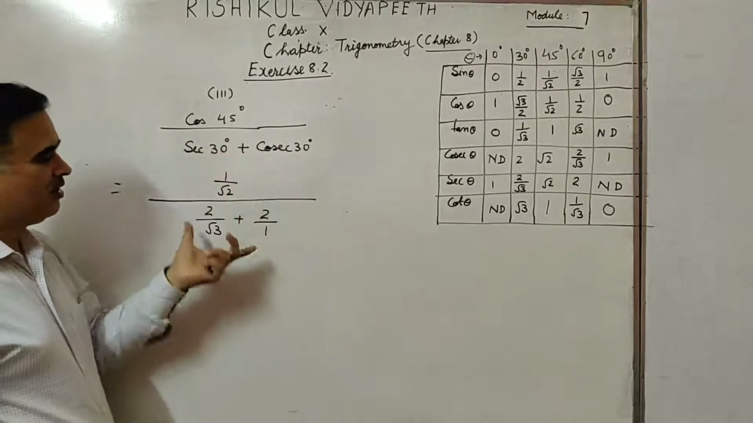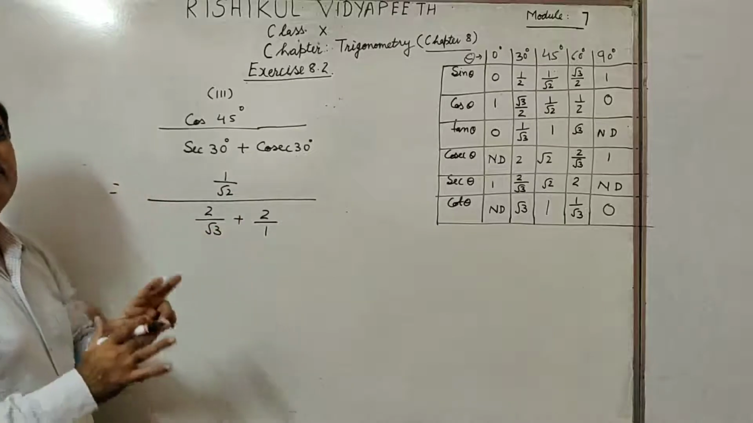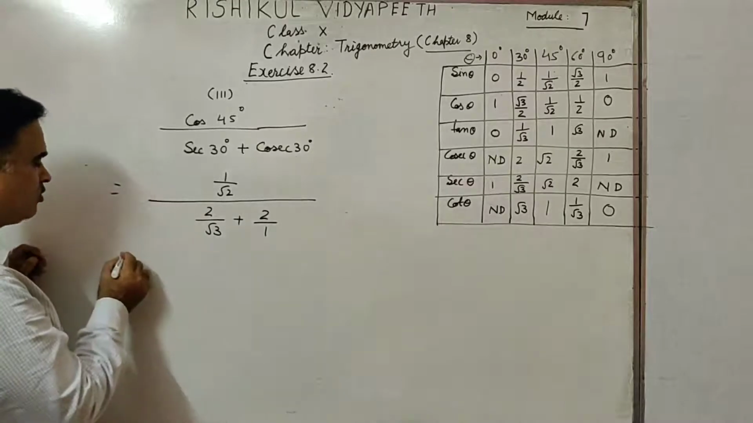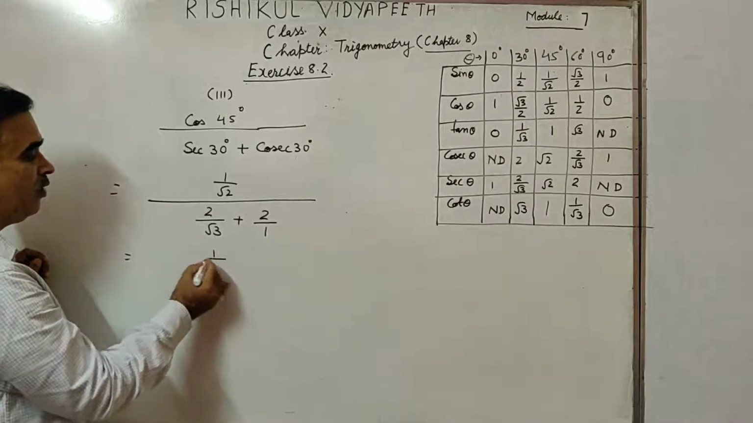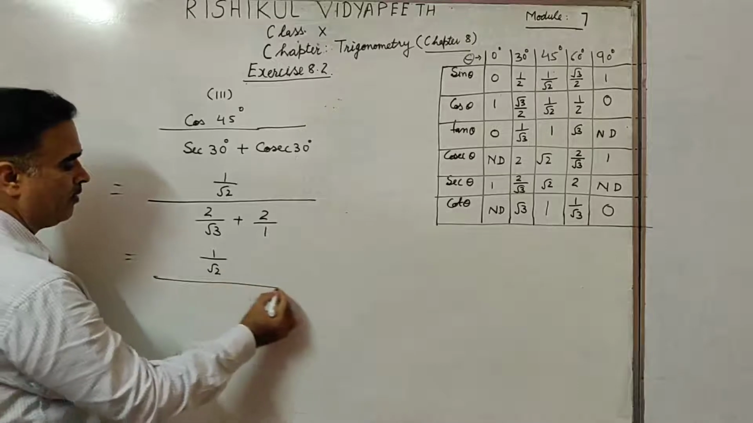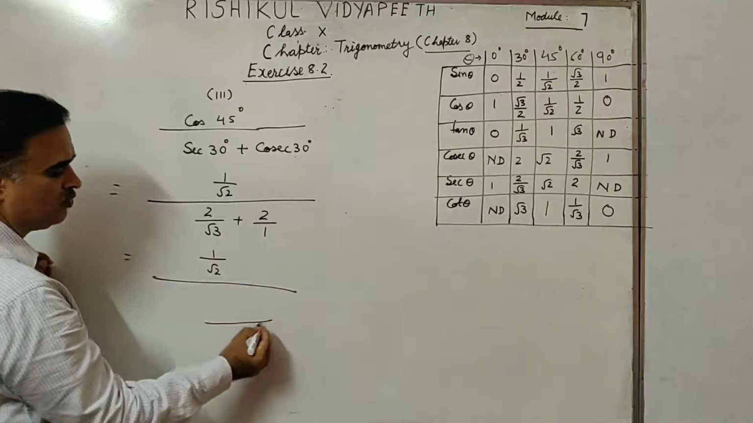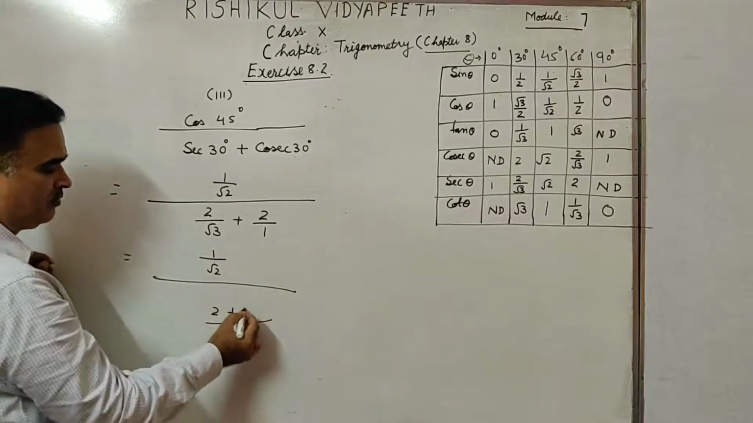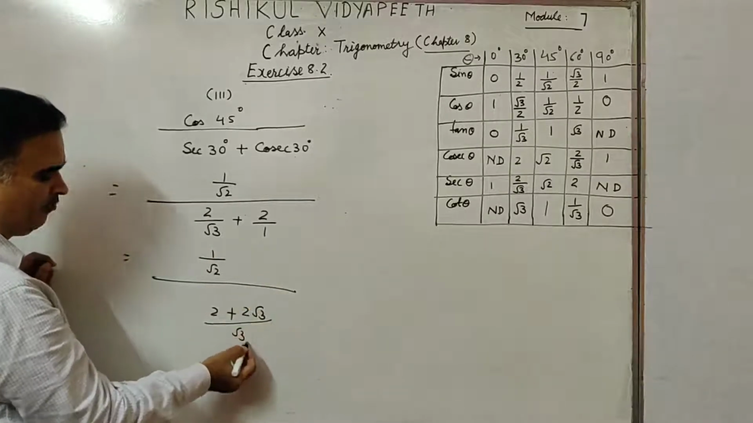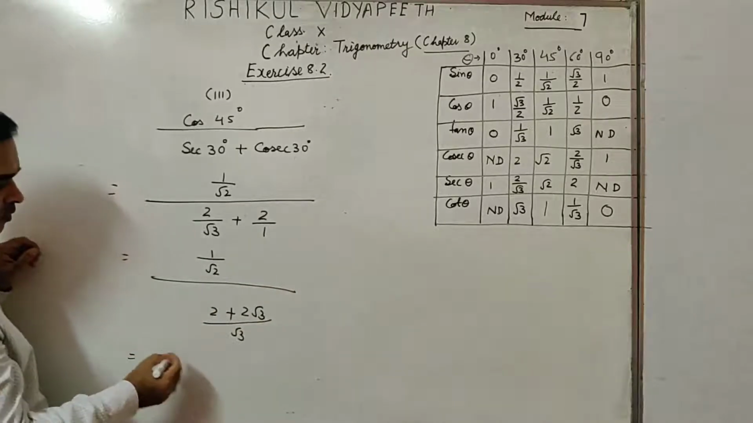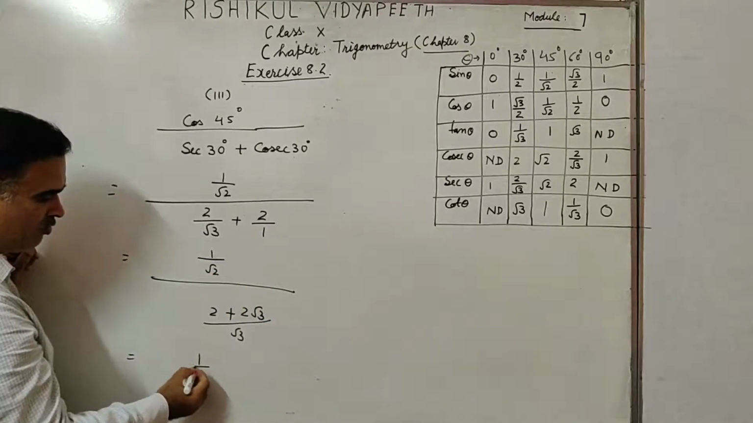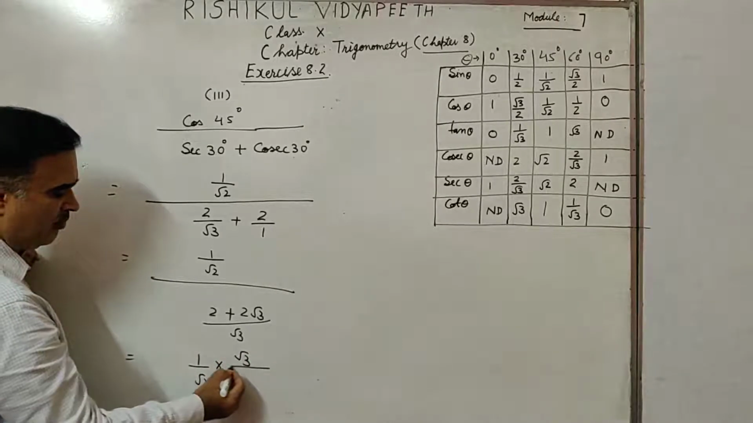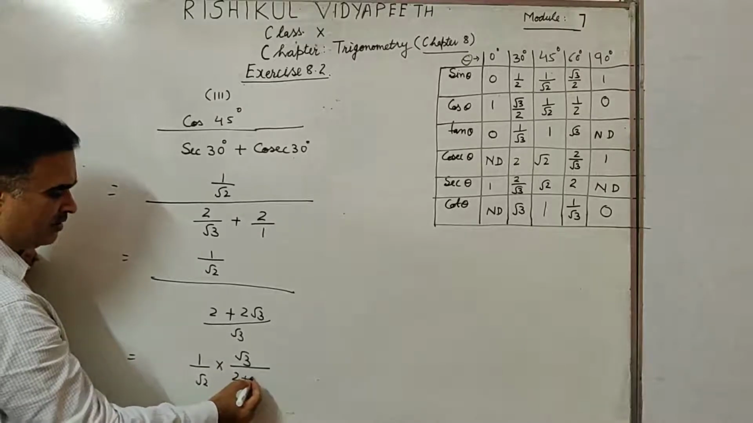The trigonometry work we have finished. From here we will just simplify this. Some students commit mistakes in simplifying this. You see how to solve this. How to simplify it? 1 by root 2. Then you will take the LCM. The LCM is root 3. What with this? It is 2 plus 2 root 3. Now it will go reciprocal. What we got? This becomes 1 by root 2 into root 3 upon 2 plus 2 root 3.